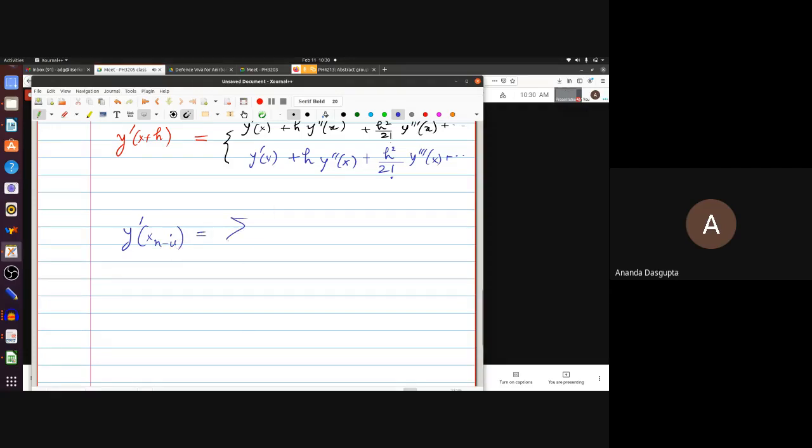So it really should be y prime, the Lth derivative done at xn. Is that okay with everybody? So let's forget about what I said a while ago. That was also correct, but this one should be easier to understand. Is this okay?